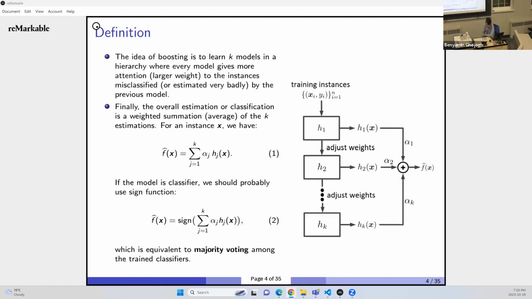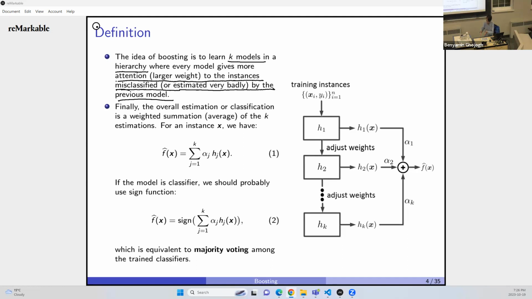The idea of boosting is to learn K models. By the way, boosting can be seen as an ensemble learning tool, in my opinion. So the idea of boosting is to learn K models in a hierarchy where every model gives more attention or larger weight to the instances misclassified or estimated very badly by the previous model. Did you get it? So basically, I have a hierarchy like this, shown in this figure. H1 to HK. I give all of the data points to H1. It performs well on some of them, and worse on some other points, right?